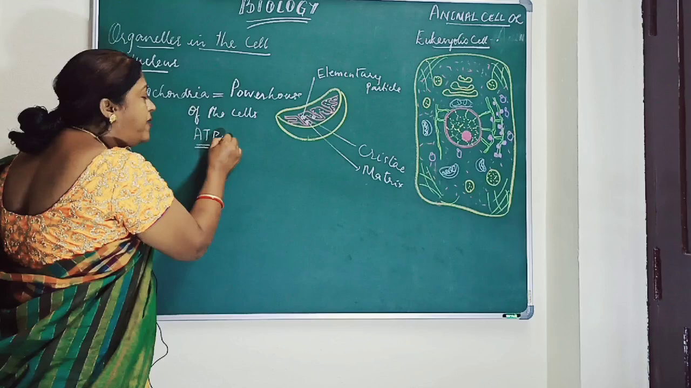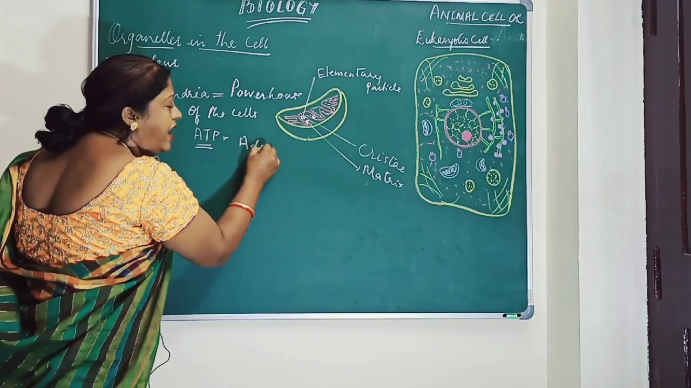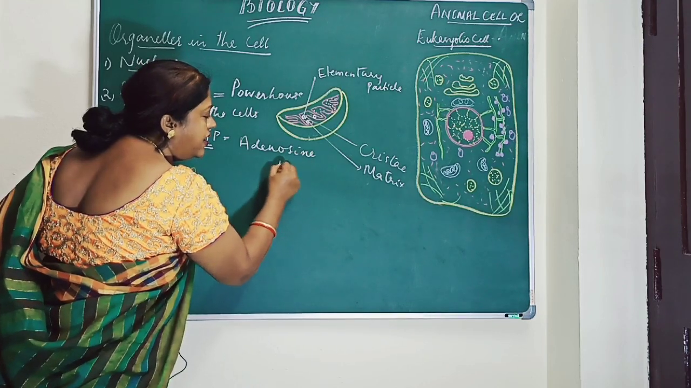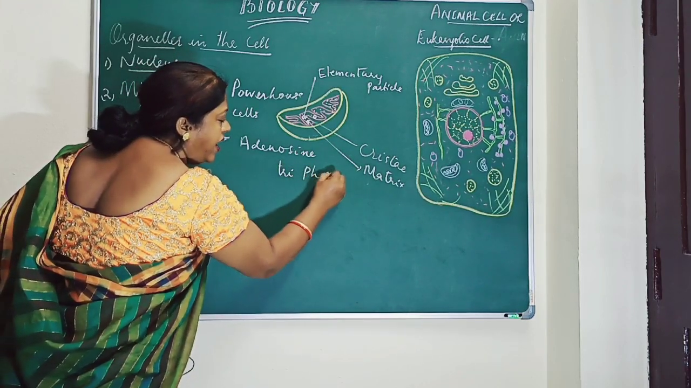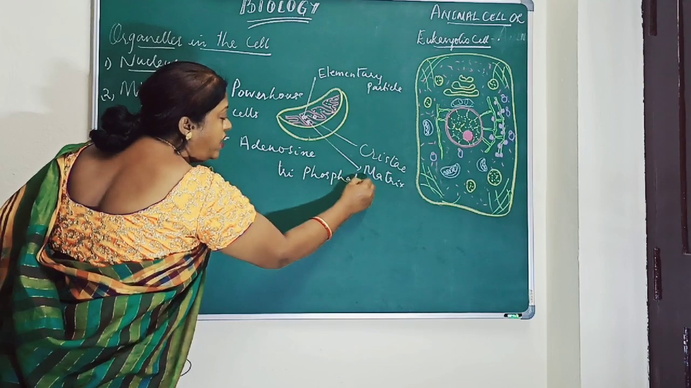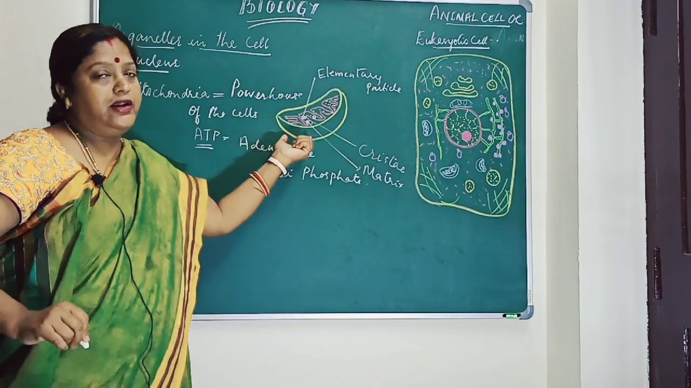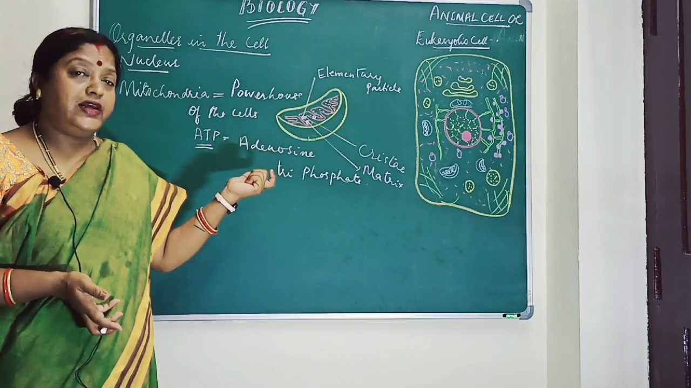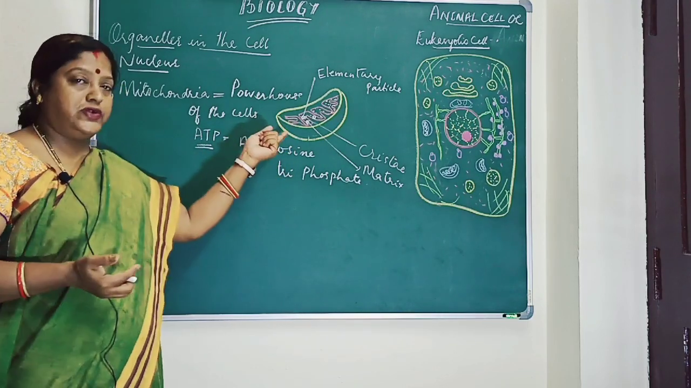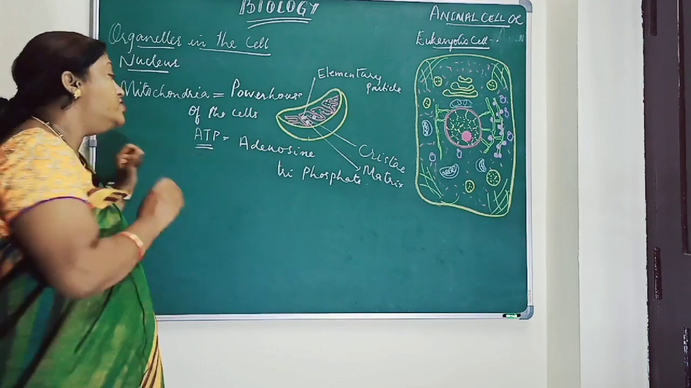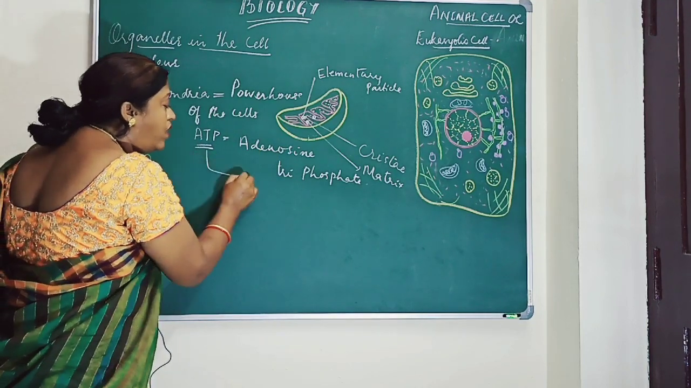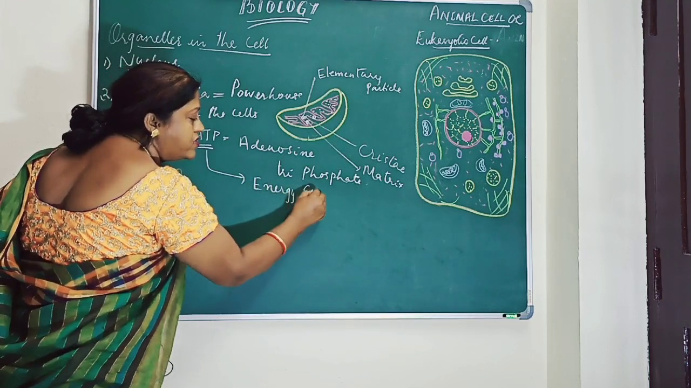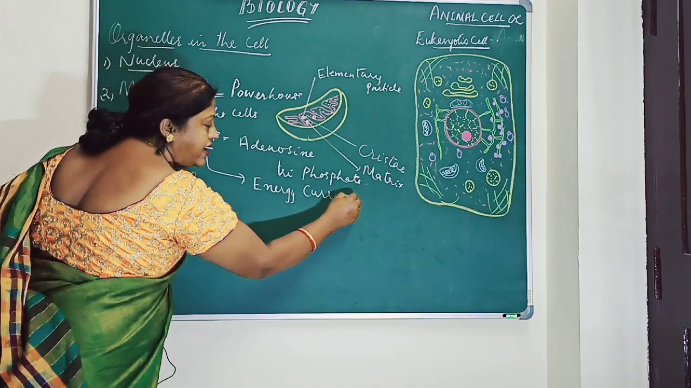The full form of ATP is adenosine triphosphate. This is the stored energy in our cell, in our mitochondria, and whenever energy is required for various functions, the energy is utilized from this ATP. So ATP is also called energy currency.